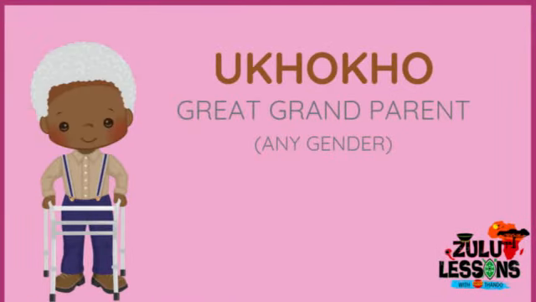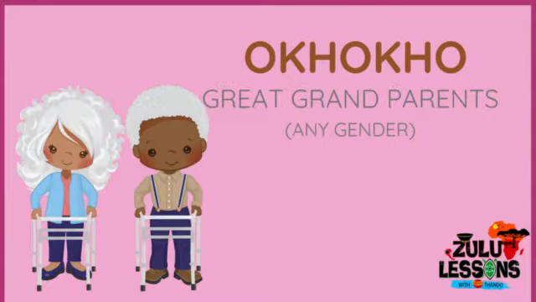Now we'll start with the eldest family member. Great grandpa and great grandma. Those in isiZulu have no gender. It's simply ukhokho for both great grandmother and great grandfather. Ukhokho. And the plural is okhokho.